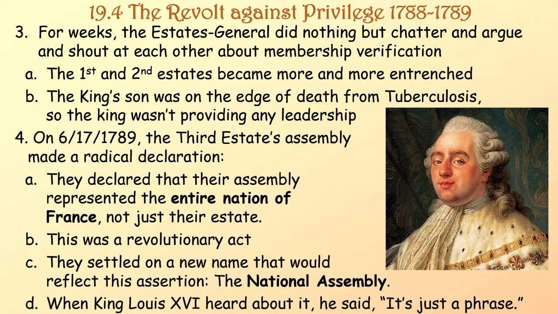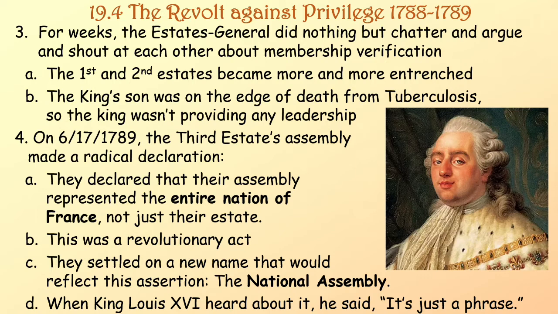On June the 17th, 1789, the Third Estates Assembly made a radical declaration. They declared that their assembly represented the entire nation of France, not just their estate. You can kind of see where they're getting that idea from Abbé Sieyes. Well, this was a revolutionary act. They settled on a new name that would reflect this assertion: the National Assembly. No longer the Third Estate, the National Assembly.